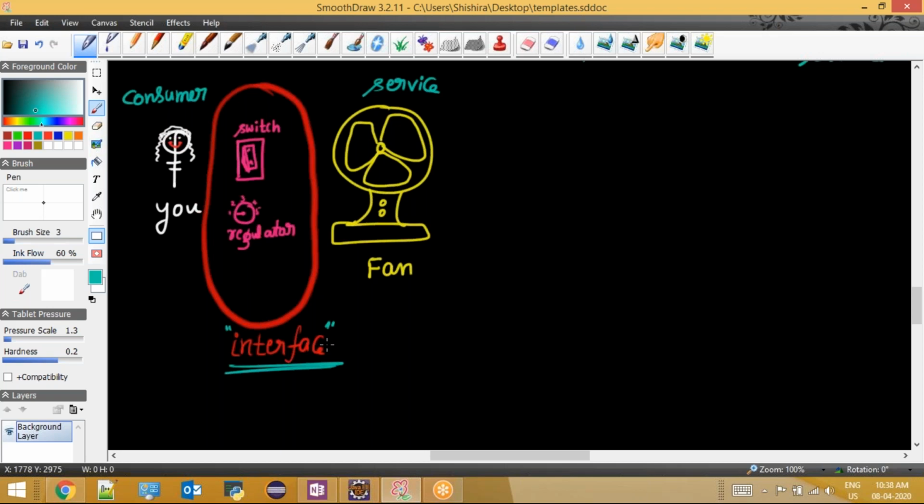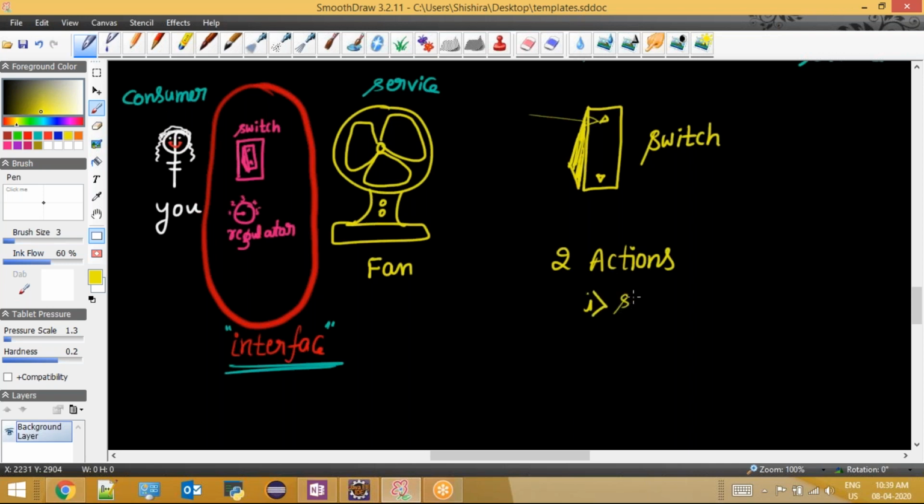Now consider this switch, which is an interface. Please observe, don't be distracted. This is your switch. In this switch, basically there are only two actions that you can perform. What are the two actions? The first one, you can switch it on. The second action is switch off.